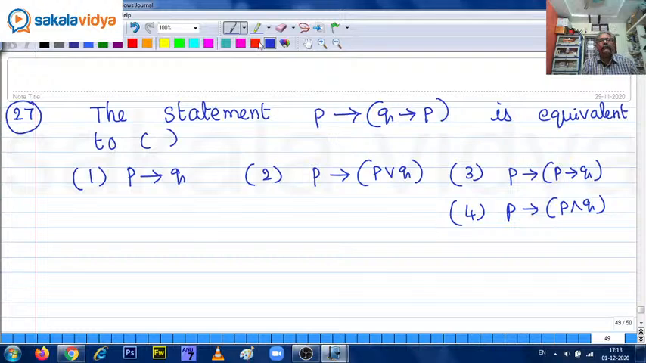So the statement P implies Q implies P is equivalent to. Equivalent means they must be equivalent statements. When do you say the equivalent statements? If they have the same truth values. If they have the same truth value.